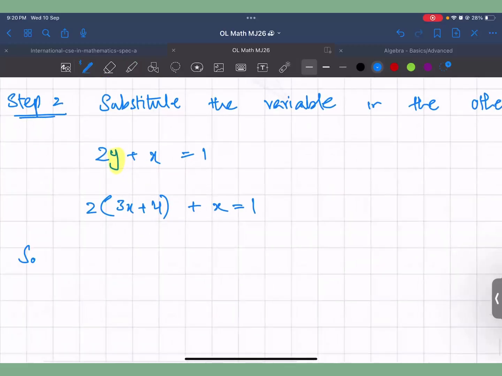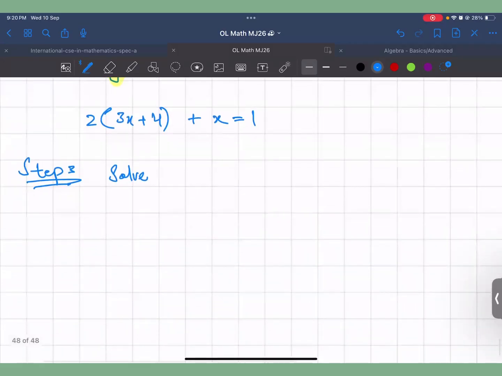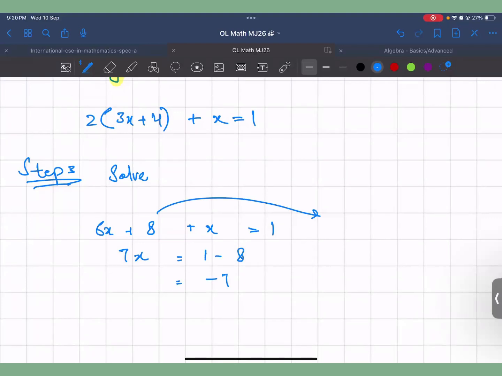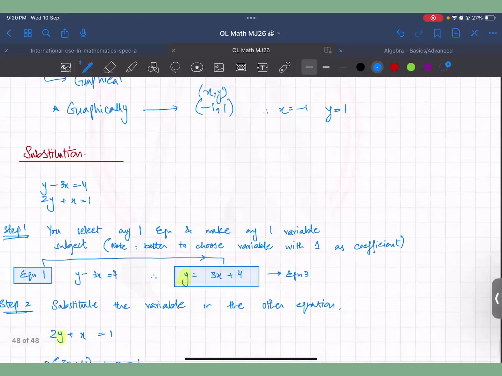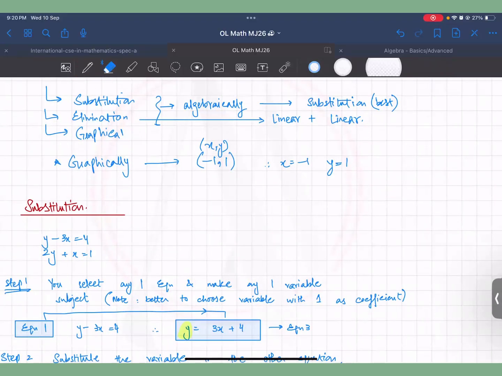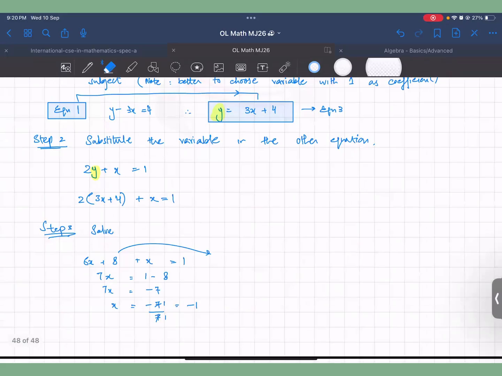Step number 3, solve the basic algebra. Everything is the same now. So you will expand the bracket. This will become 6x plus 8 plus x is equal to 1. 6x plus x is 7x, and 8 would go over there. 1 minus 8 is minus 7. 7x is equal to minus 7. So minus 7 upon 7, 7 cancels out. You get the value of x as minus 1. Now step number 4.